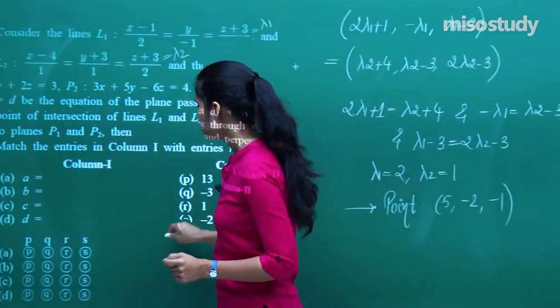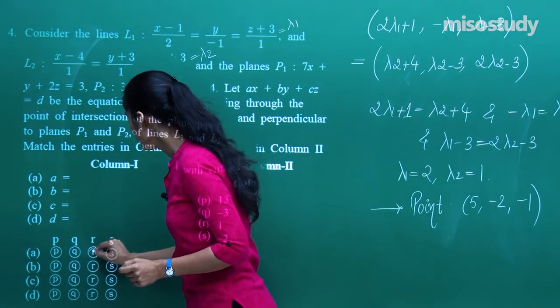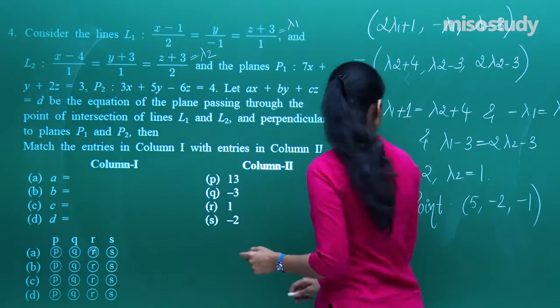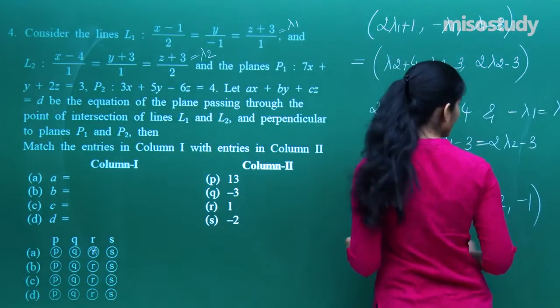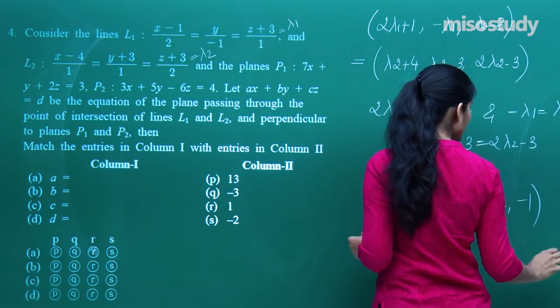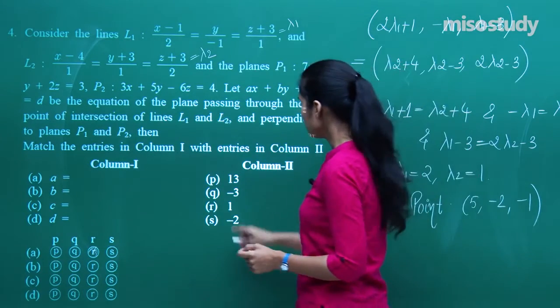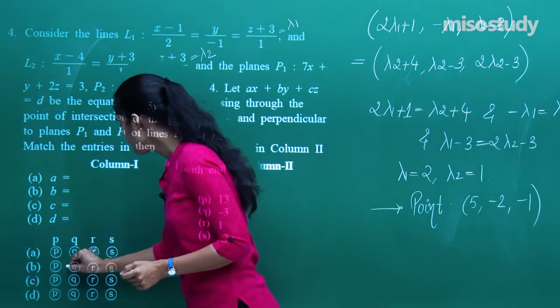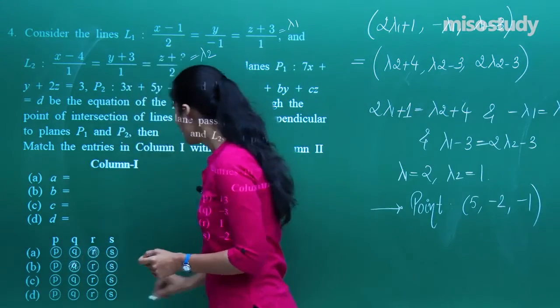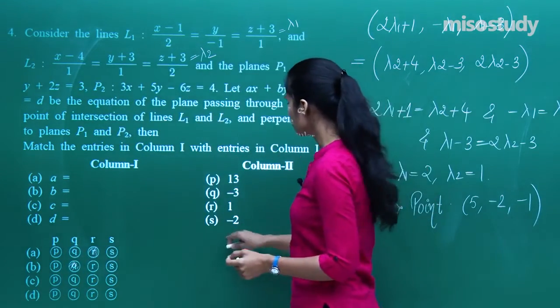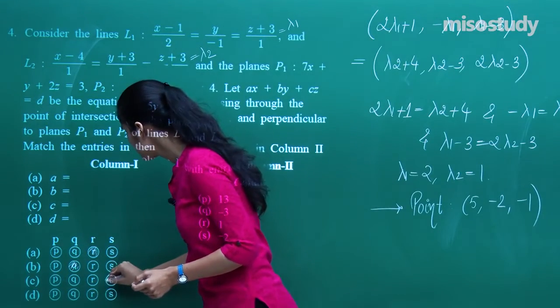A is 1, so a is matched to R. B is proportional to, or I can say A, B, C are proportional to 1, minus 3 and minus 2. So B will be matched to Q and C will be matched to minus 2, that is S.